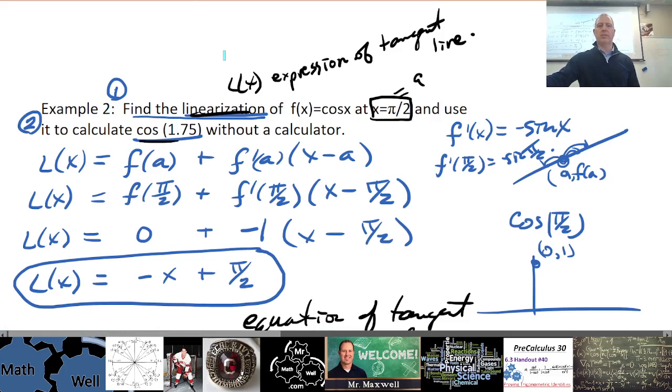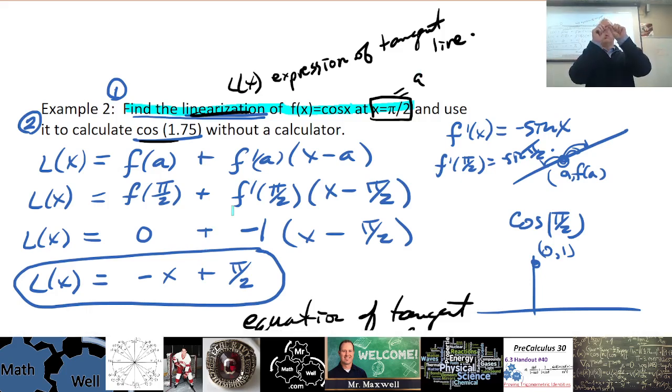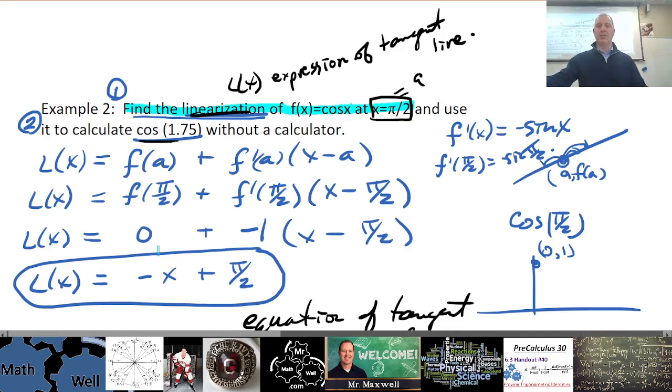So this example, the first part says find the linearization of f of x equals cos of x at x equals pi over 2. So first of all, what we're looking for is the expression of that tangent line, the equation of that tangent line, so that we're going to be able to use that tangent line to pick x values to find the y value. We can choose any x value apart from that point of tangency. So the linearization is an equation of the tangent line, and then we're going to use that equation to find cos of 1.75 without a calculator.